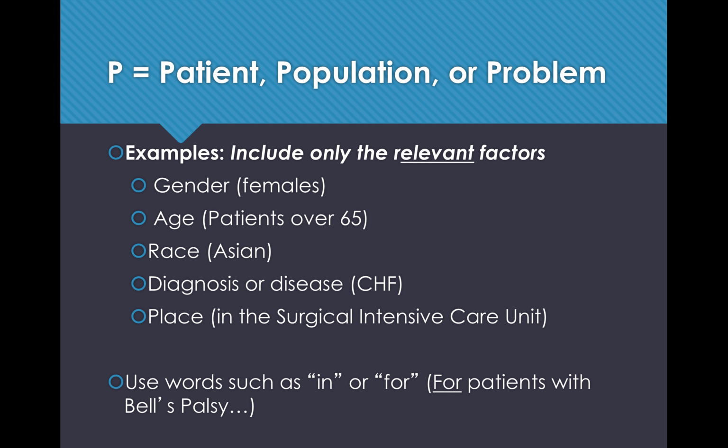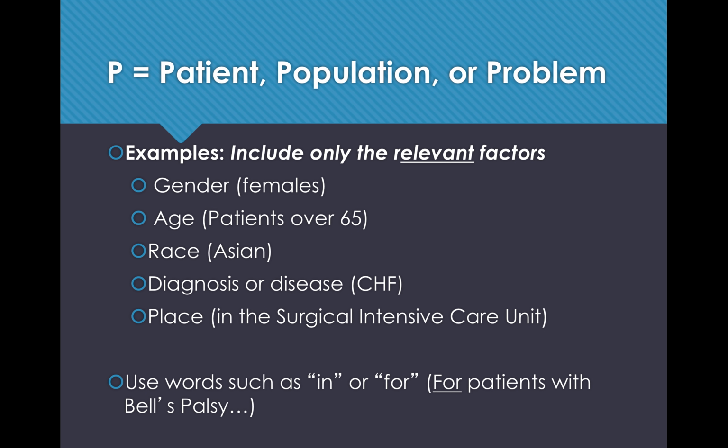The P, patient, population or problem, refers to relevant factors that determine what is impacted by your clinical question. Examples include gender, potentially age, race, a particular disease like CHF, or even place or location. So it may be all patients over 65 admitted to the emergency room, or all females between the ages of 15 and 40, or all patients located on the pediatric oncology unit.